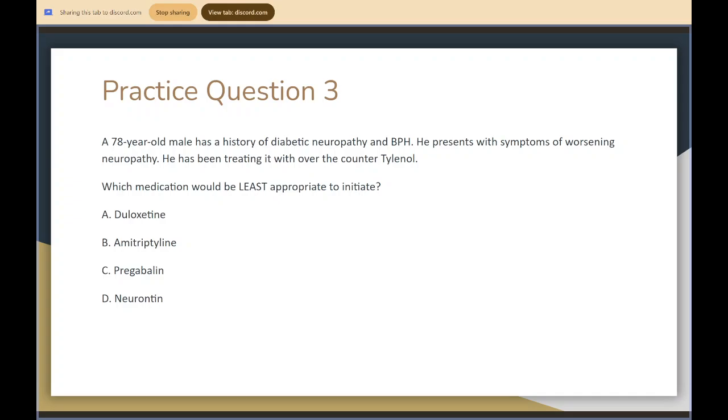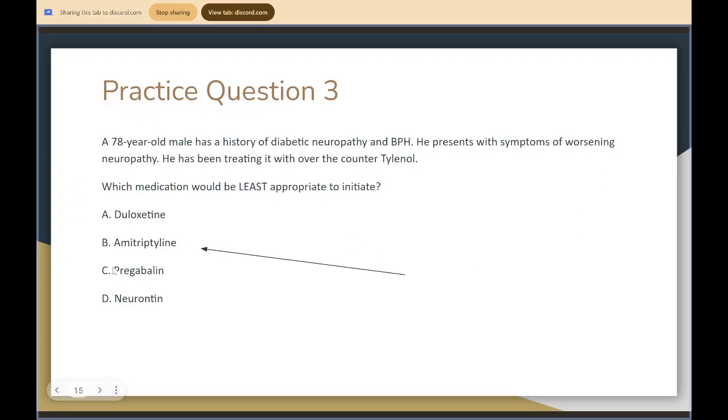All right. So the correct answer is choice B, amitriptyline or Elavil. It may be useful for neuropathy in certain patients. They are highly anticholinergic and could lead to urinary retention. That's not going to be ideal for a patient with BPH. So if you chose choice B, amitriptyline, great job.